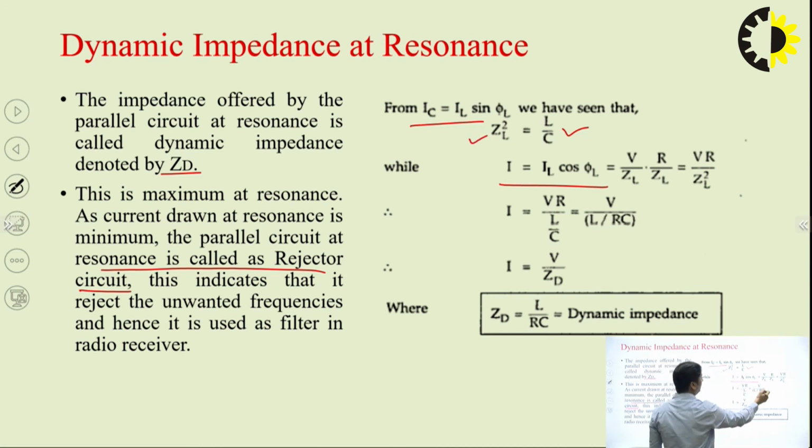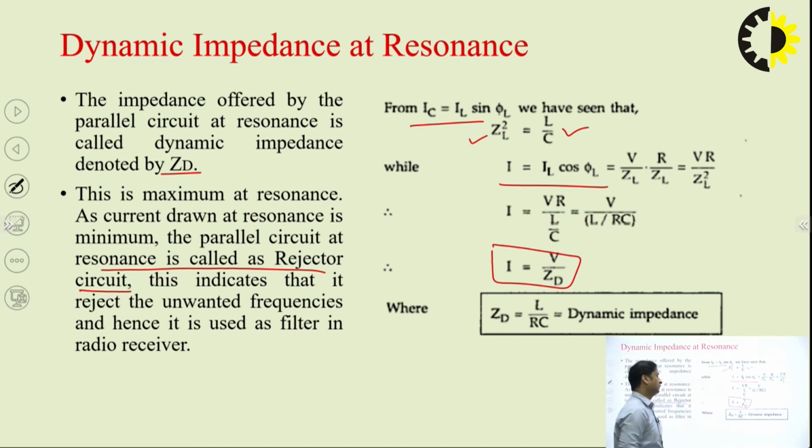From here we can write L upon C. So it can be written in this form, that is V upon ZD, where ZD is the impedance called the dynamic impedance. So ZD will be equal to L by CR. So you can easily calculate or find the value of dynamic impedance if we are given the value of inductance, capacitance and resistance. So this is the dynamic impedance. This is how we can calculate it.